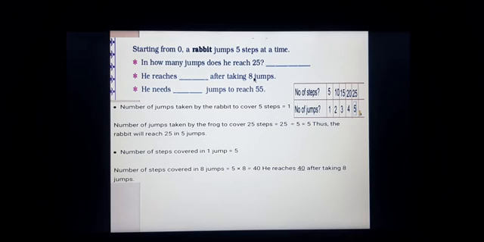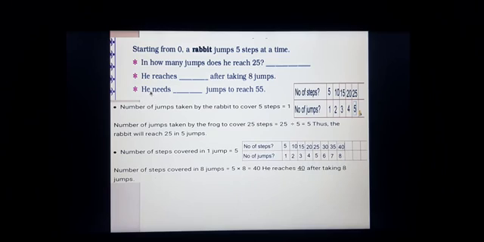So by taking 8 jumps, at what number will he reach? That is 8 5s, because here 5 5s are 25. So 8 jumps means 8 5s. 5 into 5 is 25, right? So 8 jumps, 8 into 5. So what number will he reach? He will reach 40. You can see here, right? So 8 5s are 40.